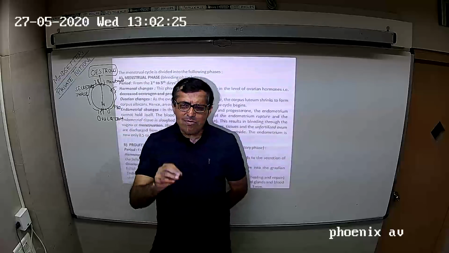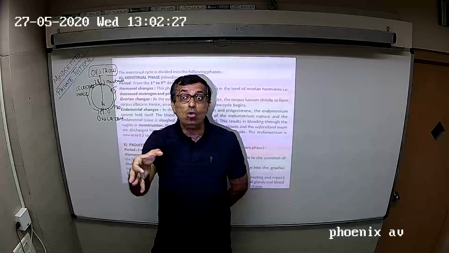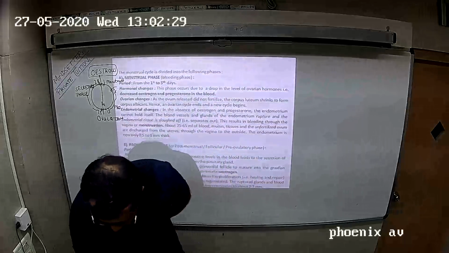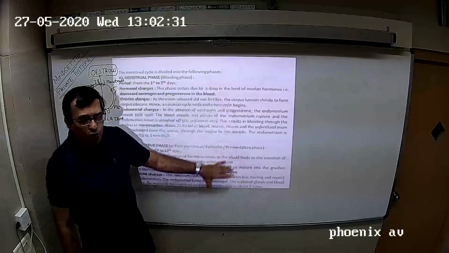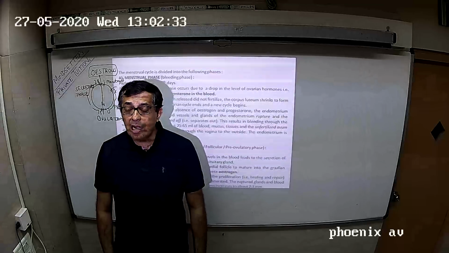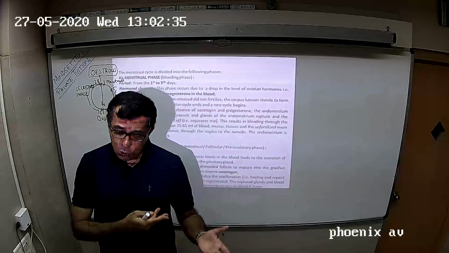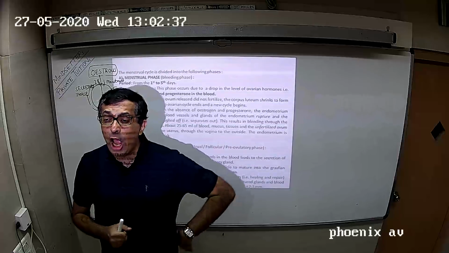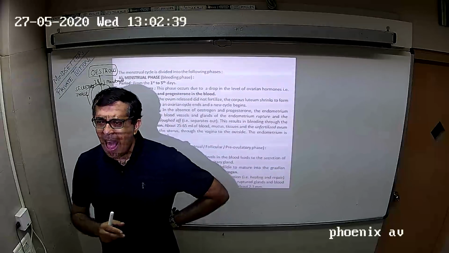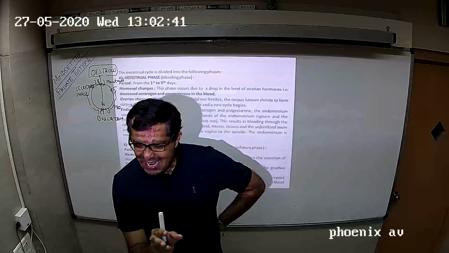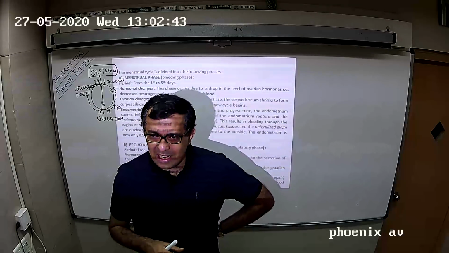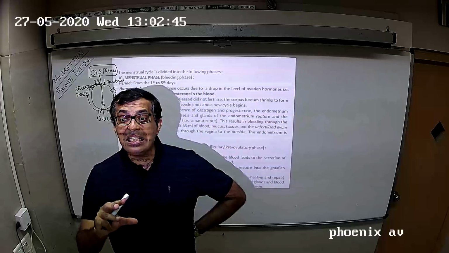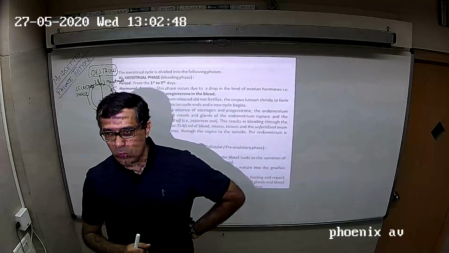Third, how is the cycle controlled? This cycle, called the ovarian cycle, or the menstrual cycle, is controlled by hormones. And we just have a slight deviation from the menstrual cycle to understand the concept of hormones.